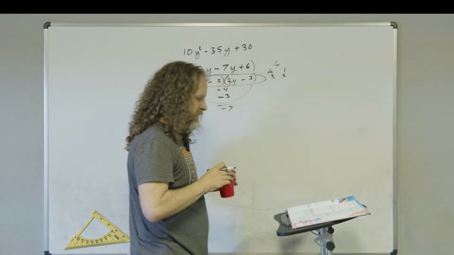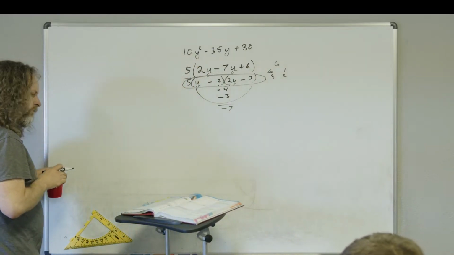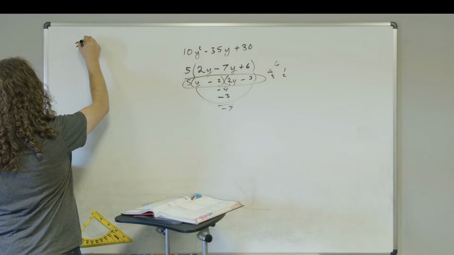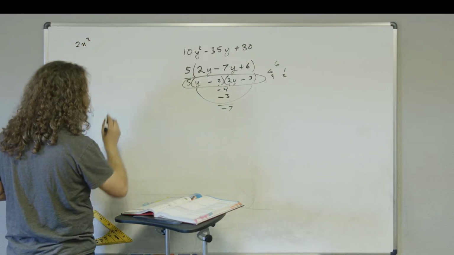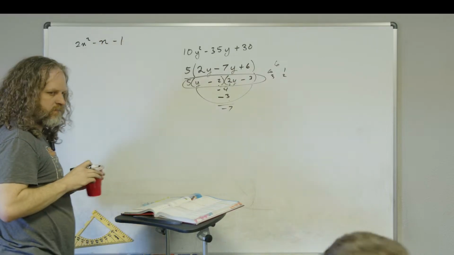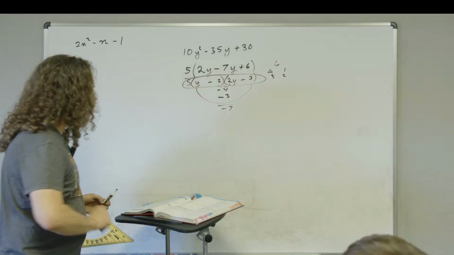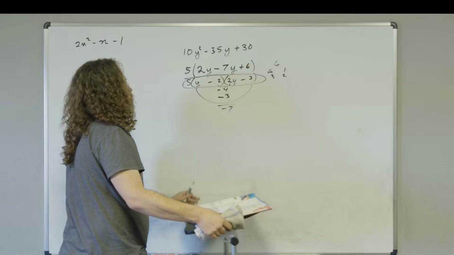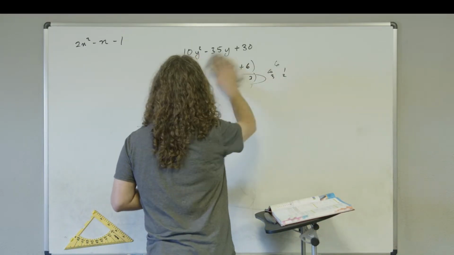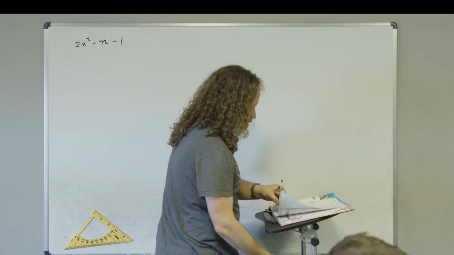All right, we're going to do the next one as a guided practice. You do it on your own. 2n squared minus n minus 1. Ready, go. N or N? What? That's true. There is not a GCF. So you just go straight to parentheses.